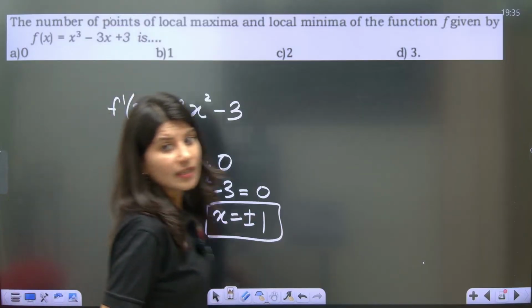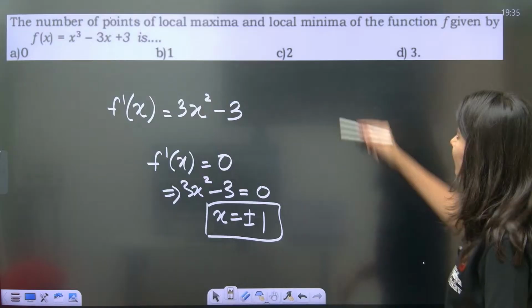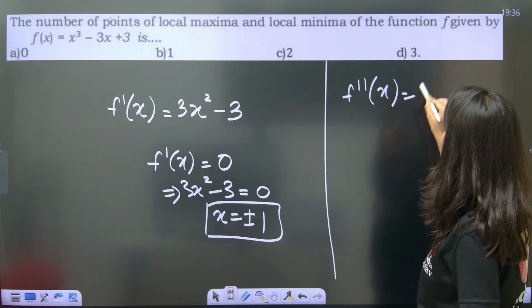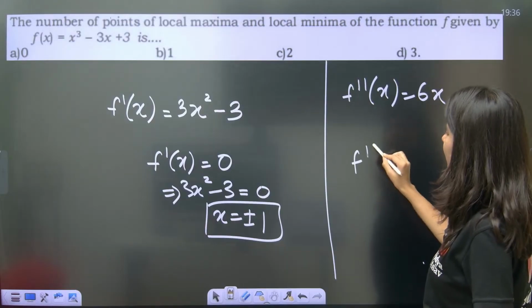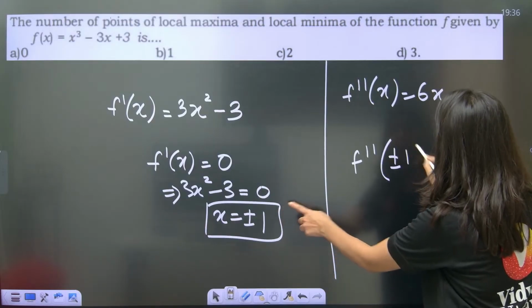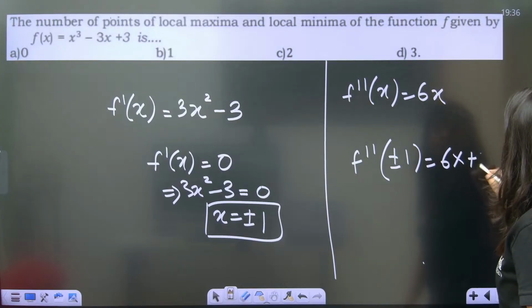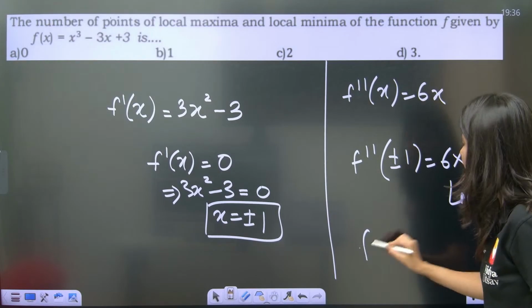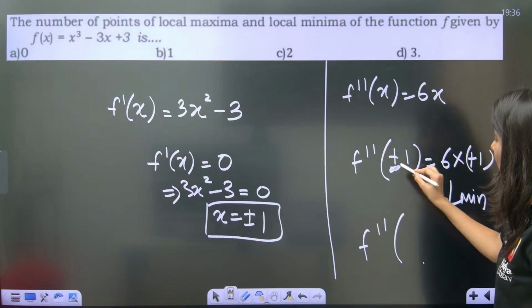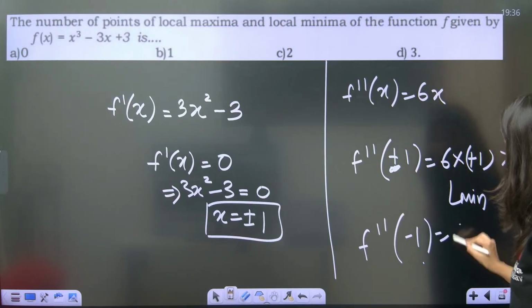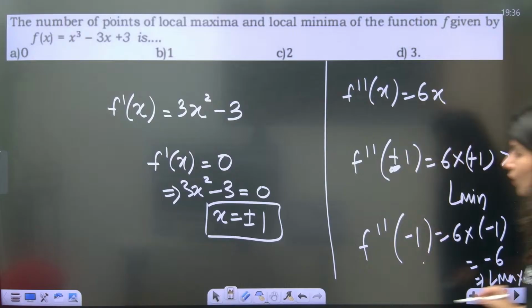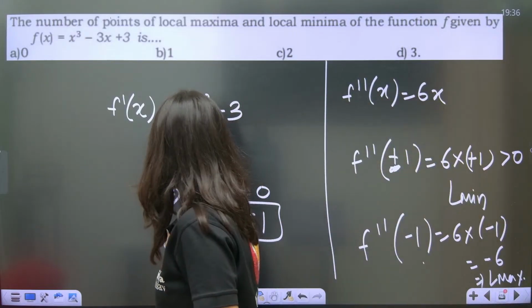Now I have already told you the second derivative test. Just tell me what is f double dash x. Ma'am, it is 6x. F double dash at plus 1 will be 6 into plus 1, that is positive, means local minima. F double dash at minus 1 will be 6 into minus 1, negative, local maxima. So we are getting 2 critical points.